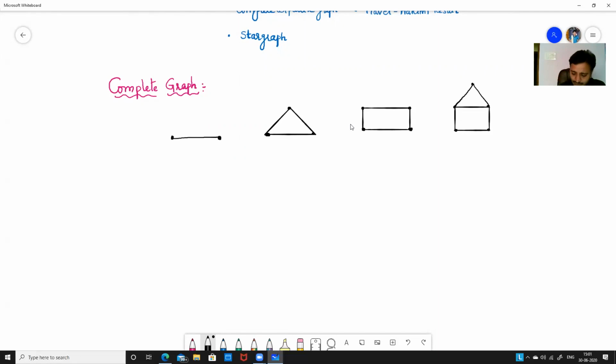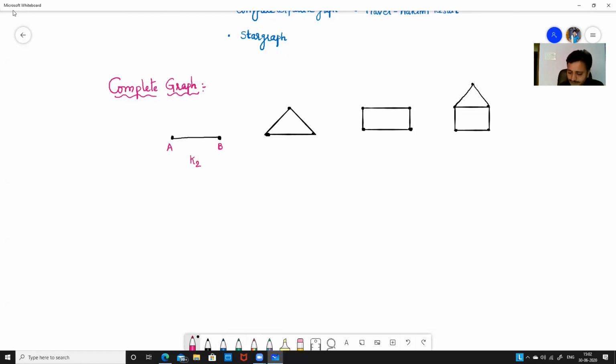For example, here I have two vertices. One is A, another one is B. Between these two vertices, we have an edge. Therefore, it is a complete graph. A complete graph which has two vertices is denoted by K2. 2 indicates the number of vertices.